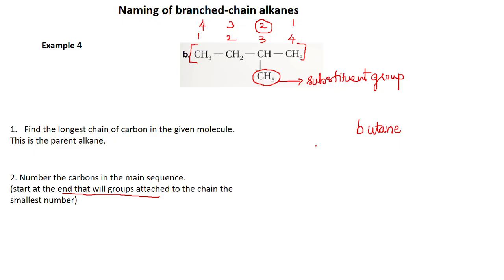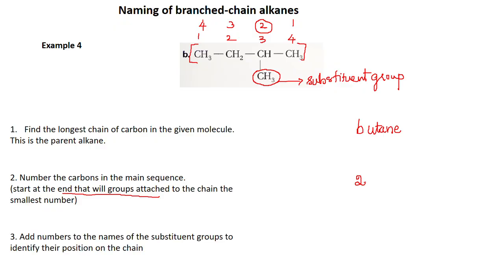We are looking into how to name branched chain alkanes, a continuation of whatever we did earlier. The parent alkane has 4 carbon atoms. That is the longest chain, and we have named it butane. In the second step, we numbered the carbon atoms in the main sequence, and carbon atom 2 has the substituent group attached to it. So the substituent is present in the second position.